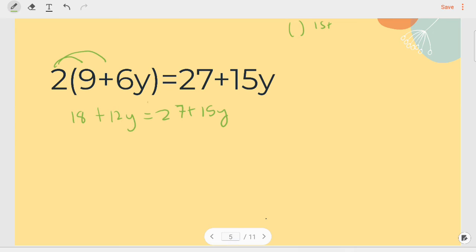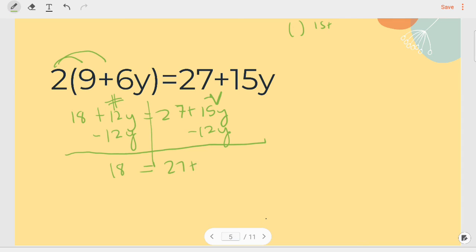And now I decide, since I have my variables all out of parentheses, which is my bigger. This is my biggest variable, so that's my variable side, and this is my number side. Let's go ahead and simplify. If this is my number side, I'm going to take away 12 since it's positive. I'm going to take away 12y on both sides. Make sure the y's are stacked on top of each other. 18 is equal to 27 plus, well, what is 15 minus 12? That is 3.